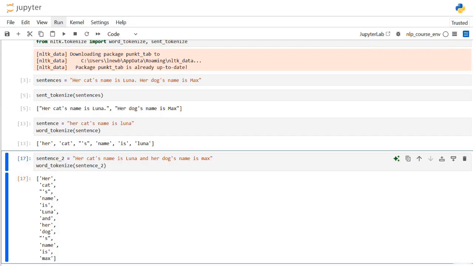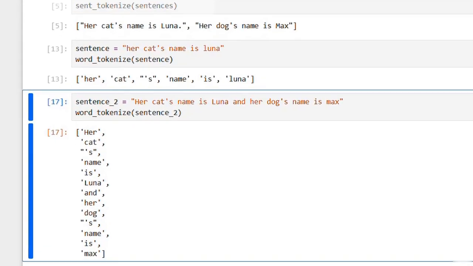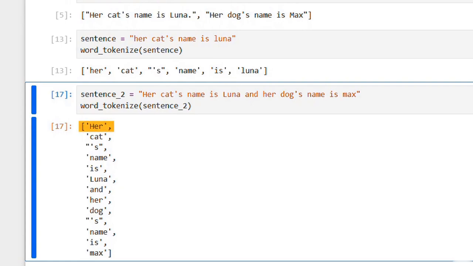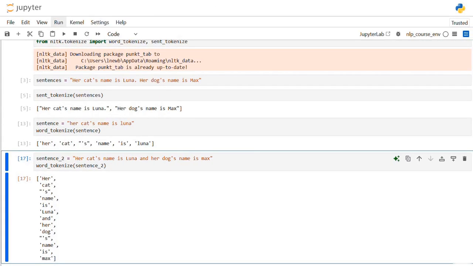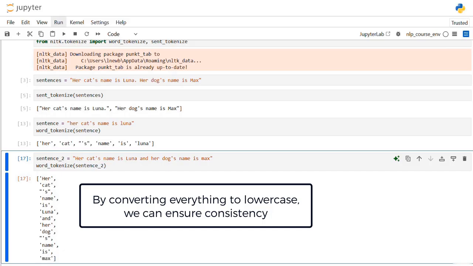Notice the difference in casing in the tokenized output. The first token is "Her" with a capital H, while later tokens include "her" with a lowercase h. If we had converted all tokens to lowercase before processing, these would have matched. In frequency analysis or other text operations, capitalized and lowercase versions of the same word might be treated as separate entries. That's why, by converting everything to lowercase first, we can ensure consistency and get a much more accurate picture of our data.